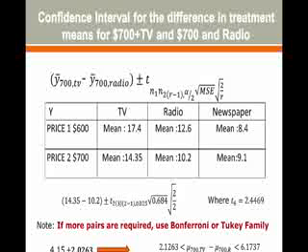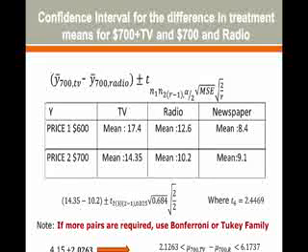Therefore, in my calculation, it's 4.15 plus or minus 2.0263, and therefore the confidence interval for the difference in means is between 2.12 and 6.17. Since 0 is not included in the interval, I can conclude, yes, the sales are different for the same price but with those two different advertising.